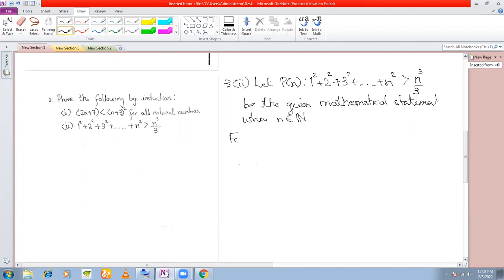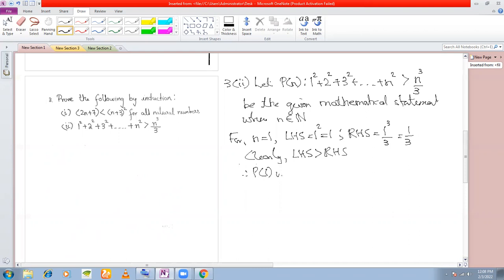For n is equal to 1. What is the left hand side? Only 1 square, which is 1. And what is the right hand side? 1 cube by 3, which is 1/3. So clearly, left hand side is greater than the right hand side. So therefore, P1 is true, right? Or we can say Pn is true for n is equal to 1. Okay, so P1 is true.